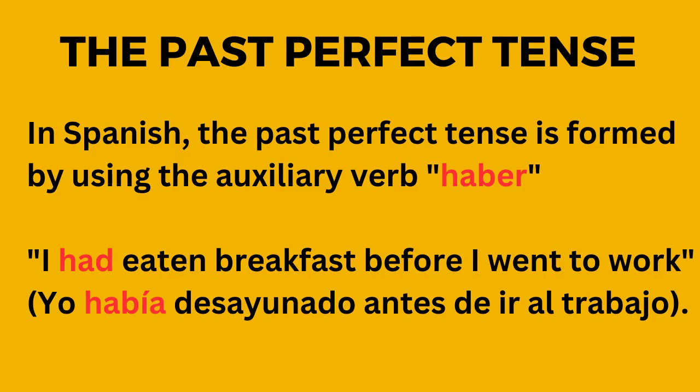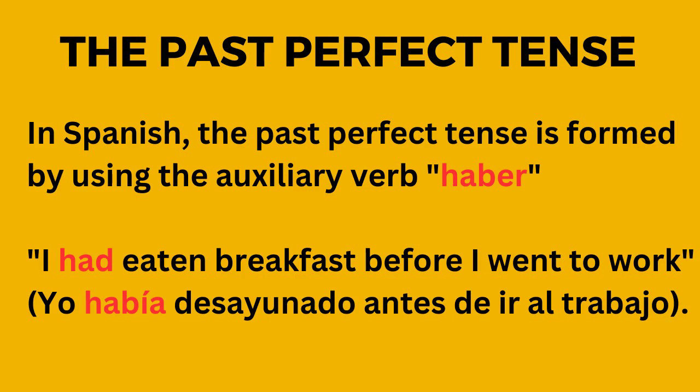Now, let's move on to the past perfect tense. In Spanish, the past perfect tense is used to talk about an action that happened before another action in the past. For example, if you want to say, I had eaten breakfast before I went to work, you would use the past perfect tense. In Spanish, the past perfect tense is formed by using the auxiliary verb haber in the imperfect tense followed by the past participle of the main verb.